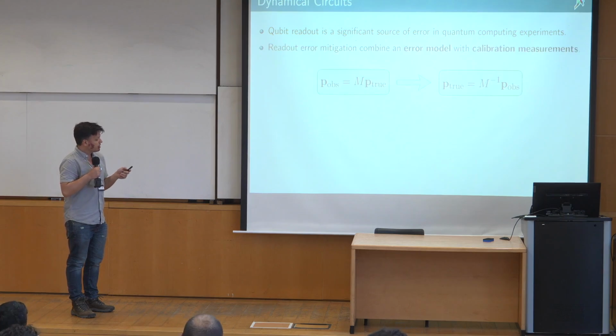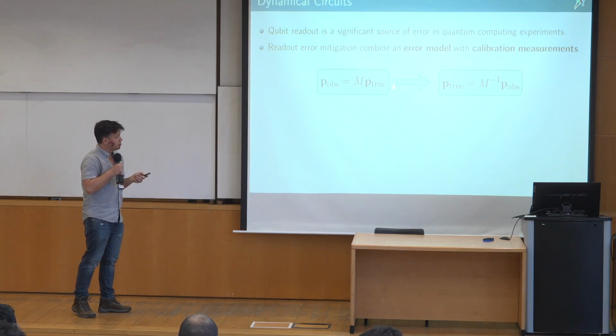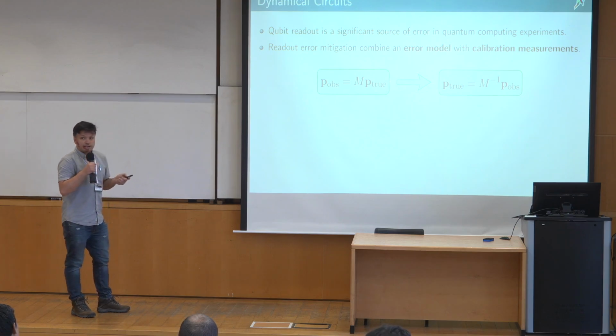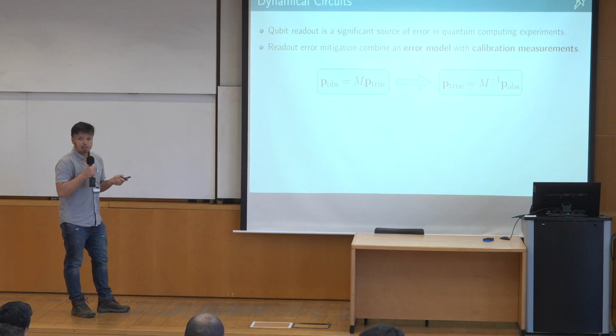So for readout errors, what we have to do is first propose an error model and implement some calibration measurements. So this is usually the type of model that people use, which is a classical model. So we have the true probability distribution, the observed probability distribution, and they are connected by this M matrix, which is called sometimes error matrix or calibration matrix or assignment matrix. And if we can estimate this M matrix, we can do this operation in post-processing and recover the probability distribution.